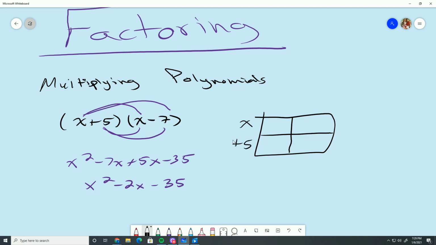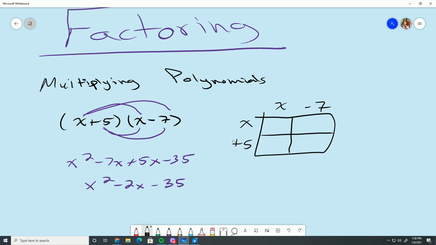So like x plus 5 and x minus 7, since I'm multiplying two polynomials together, each one of these can be thought of as a term. If I'm multiplying two terms together, that's like multiplying length and width. So really it's like finding an area. Well, it's the same. That's basically what this is showing you.